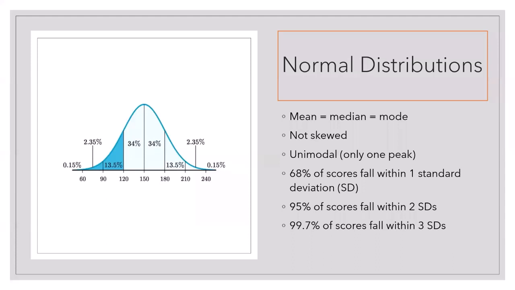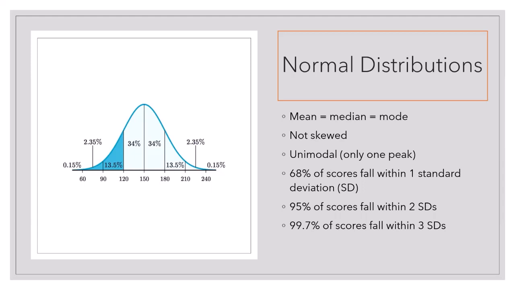And here's another more detailed picture of a normal distribution. A normal distribution is unique. We can't just say any distribution that looks like it has one peak and is centered in the middle of the scale is just a normal distribution. Specifically, in a normal distribution, the mean, the median, and the mode are all the exact same number. It's not skewed in either direction, and it's unimodal.